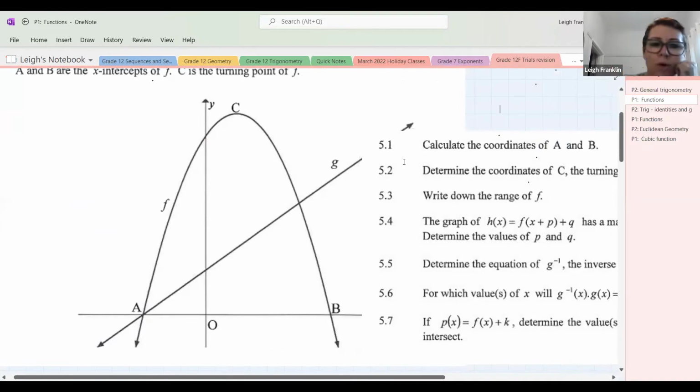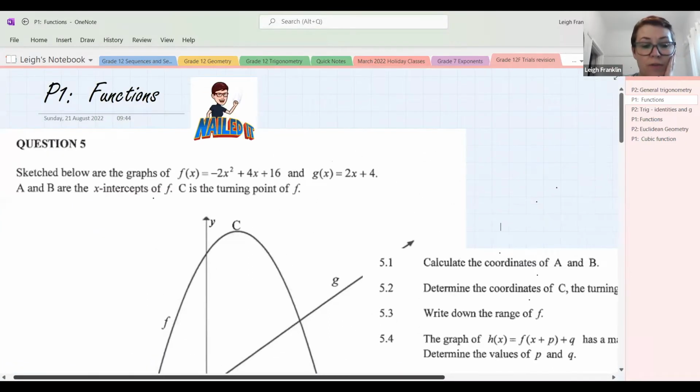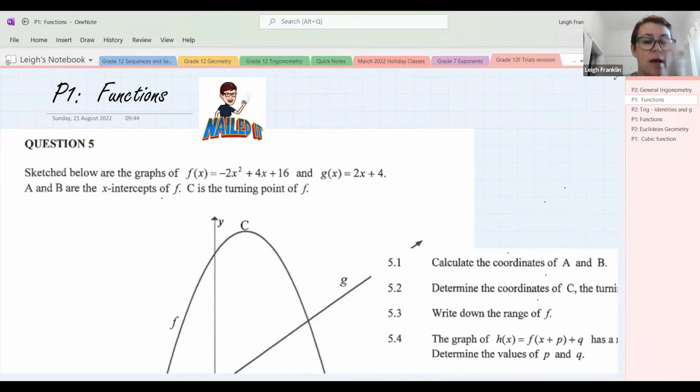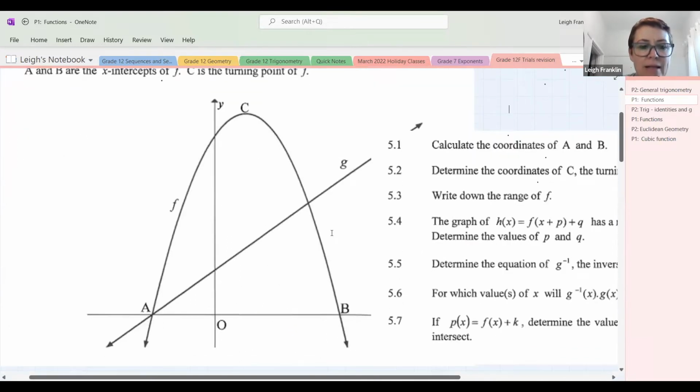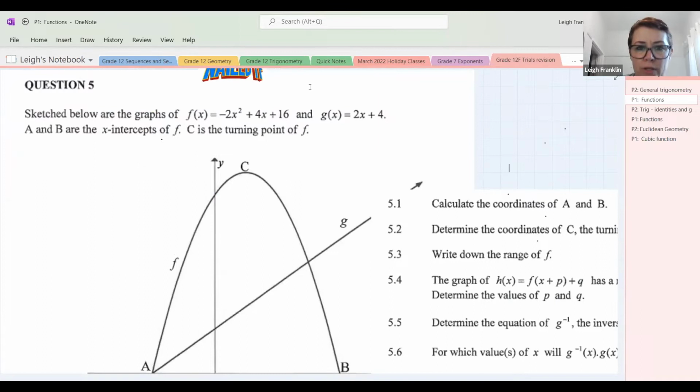Okay, well, let's get started on the first question. Actually, before we start on the first question, let's just read the information. They've given us, sketched below are the graphs of f of x equals minus 2x squared plus 4x plus 16, and g of x equals 2x plus 4. A and B are the x-intercepts of f, and C is the turning point. Okay, so fairly straightforward, easy stuff.